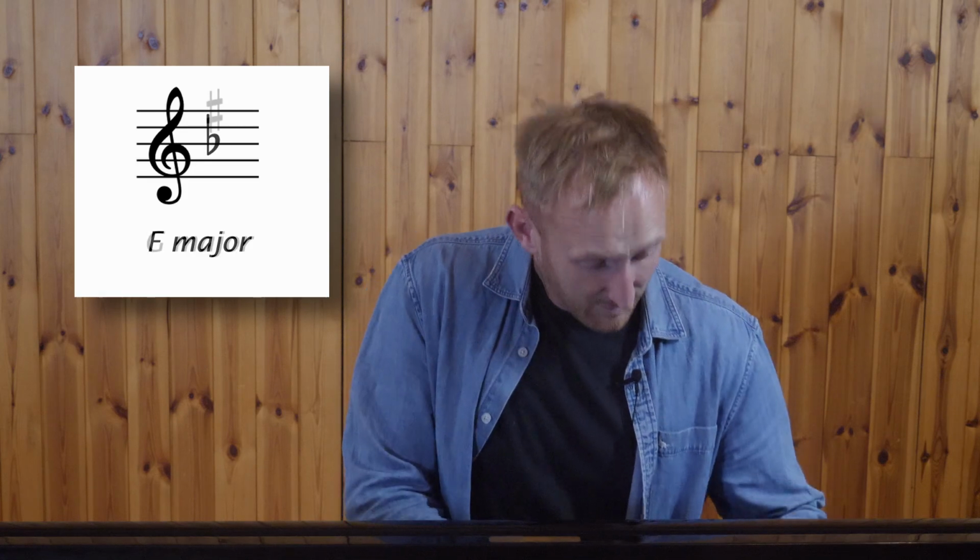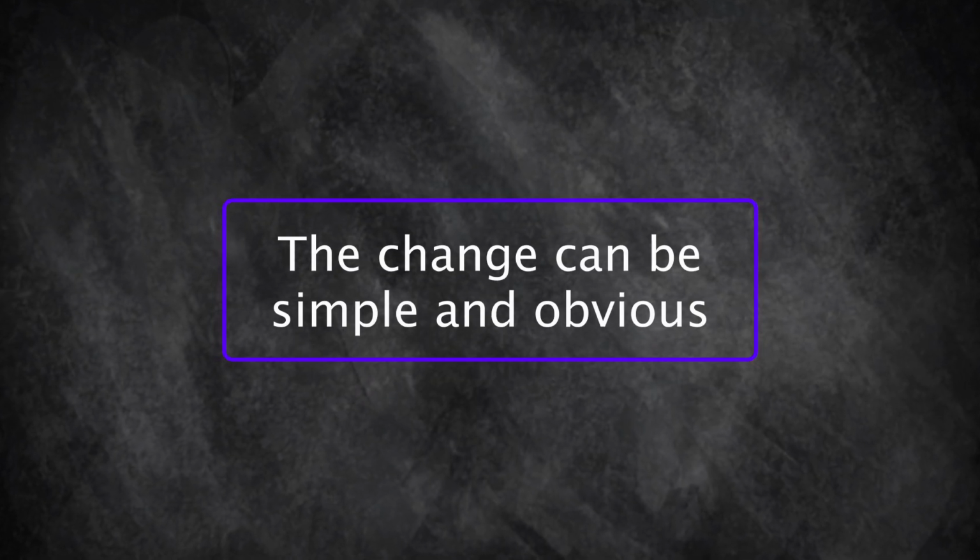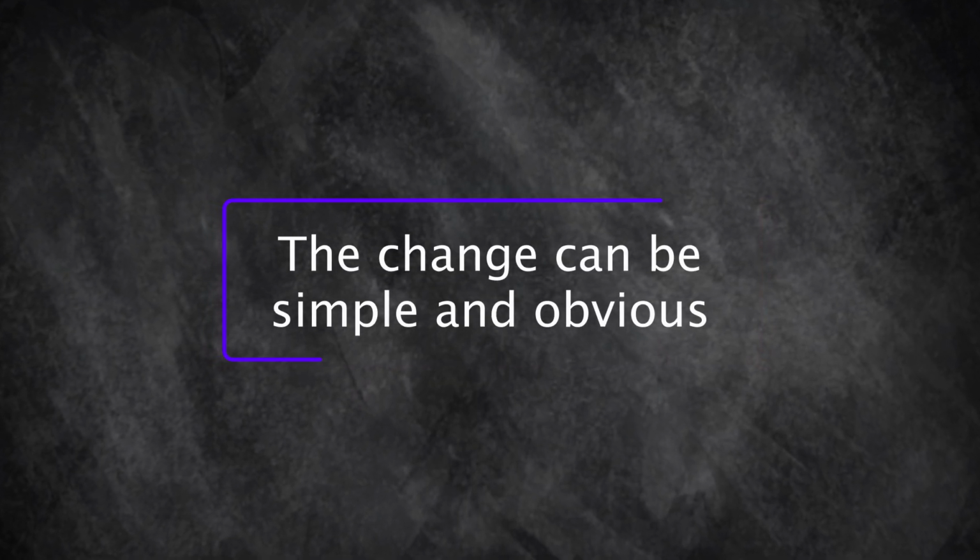We have a couple more chords. And now we're in the new home key of G. We have a couple more choruses. G is our new home. We've modulated. Now in a song like that, the change can be really simple and quite obvious.